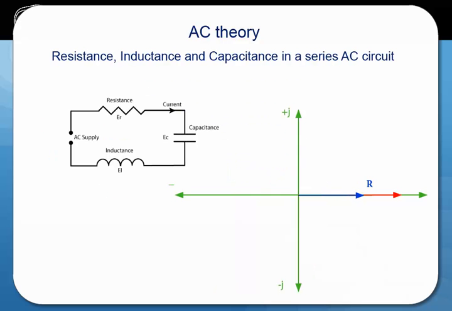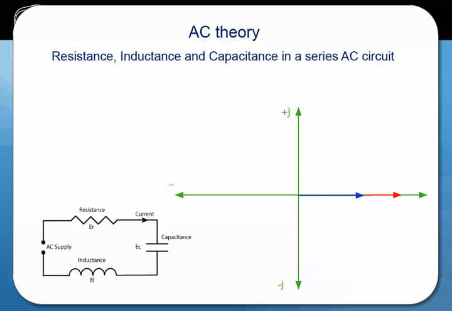Here we have a series circuit consisting of a resistor, capacitor, and inductor. The XC is negative on the imaginary number line, and the XL is positive. When working out the impedance, you subtract the smaller magnitude from the larger, and the circuit can be considered to be predominantly either inductive or capacitive.